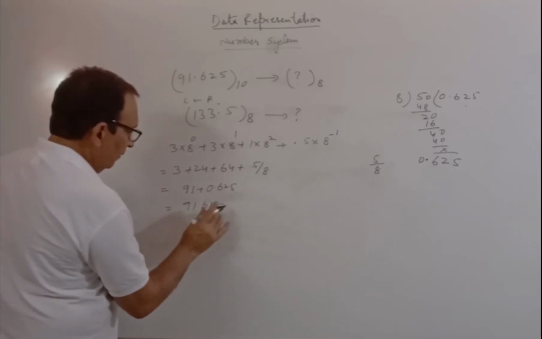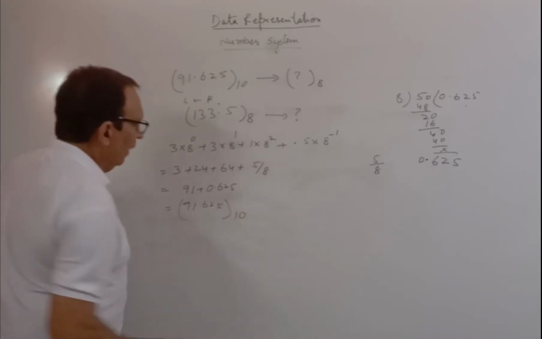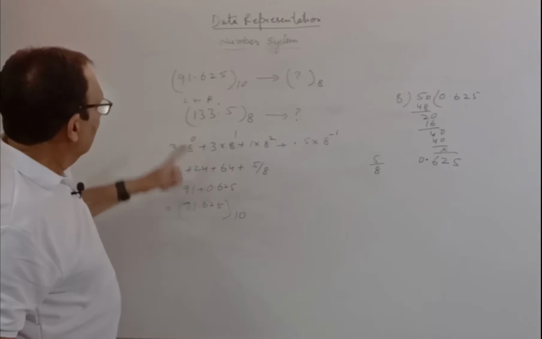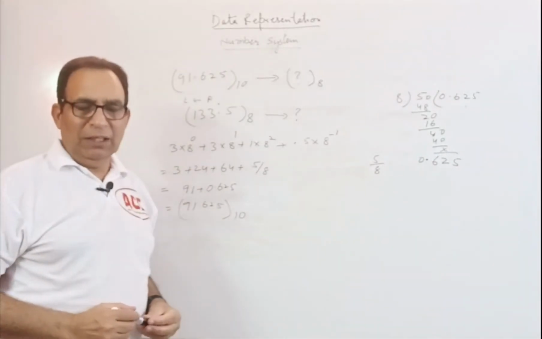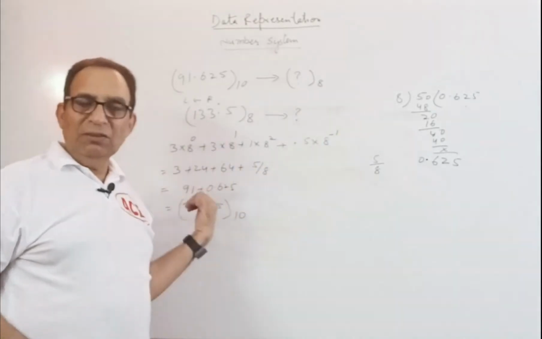So this is the decimal equivalent of this octal number. So you yourself can see, you can convert decimal to octal and octal to decimal.